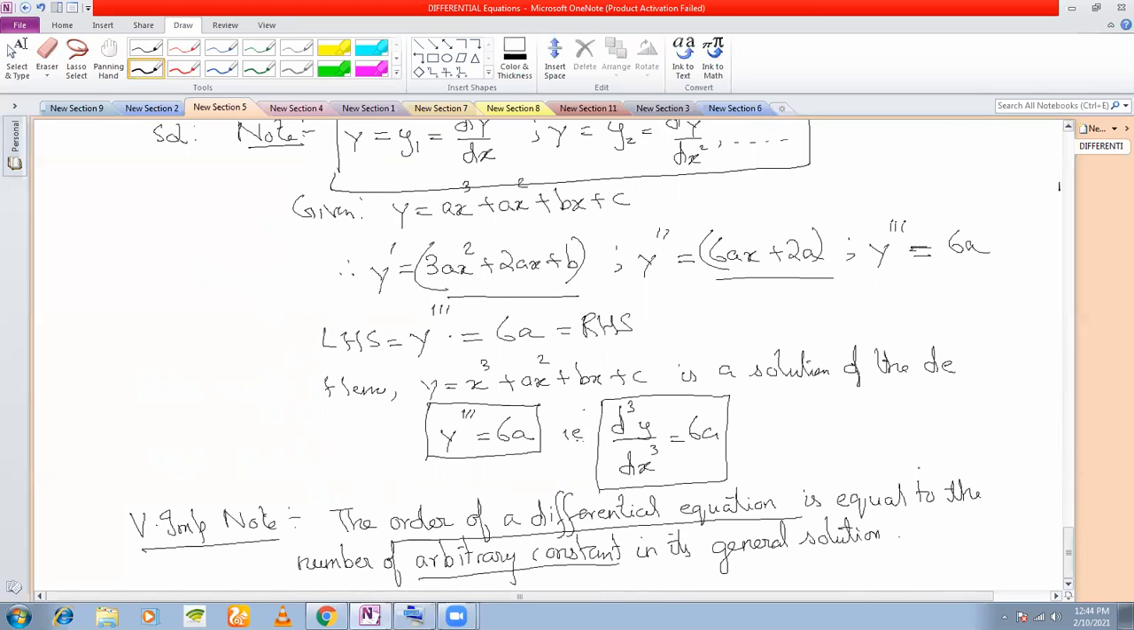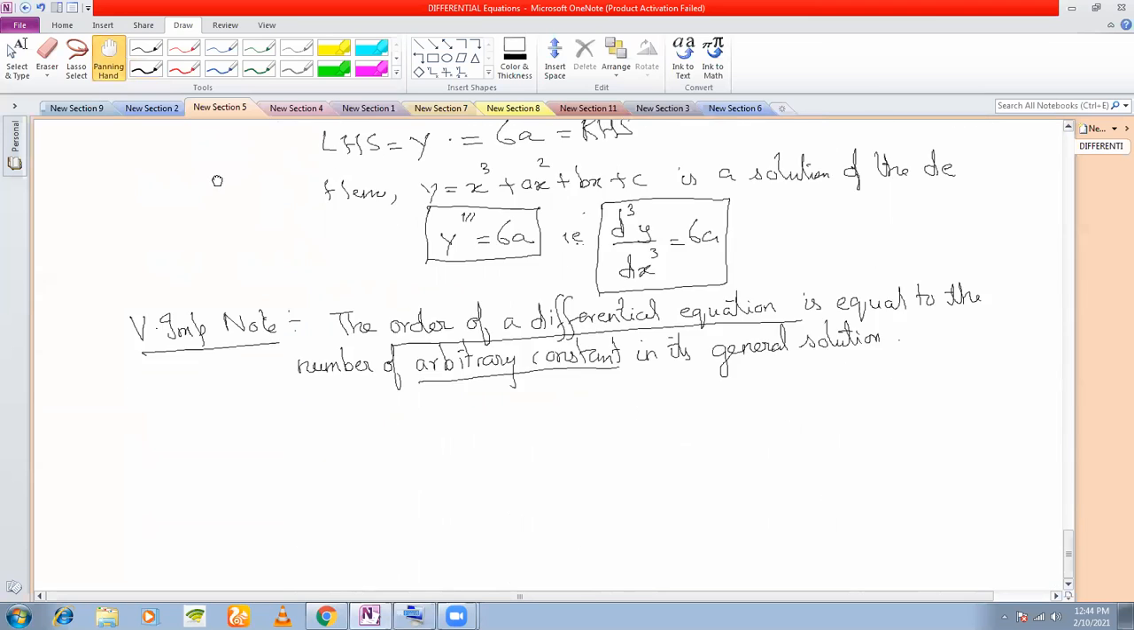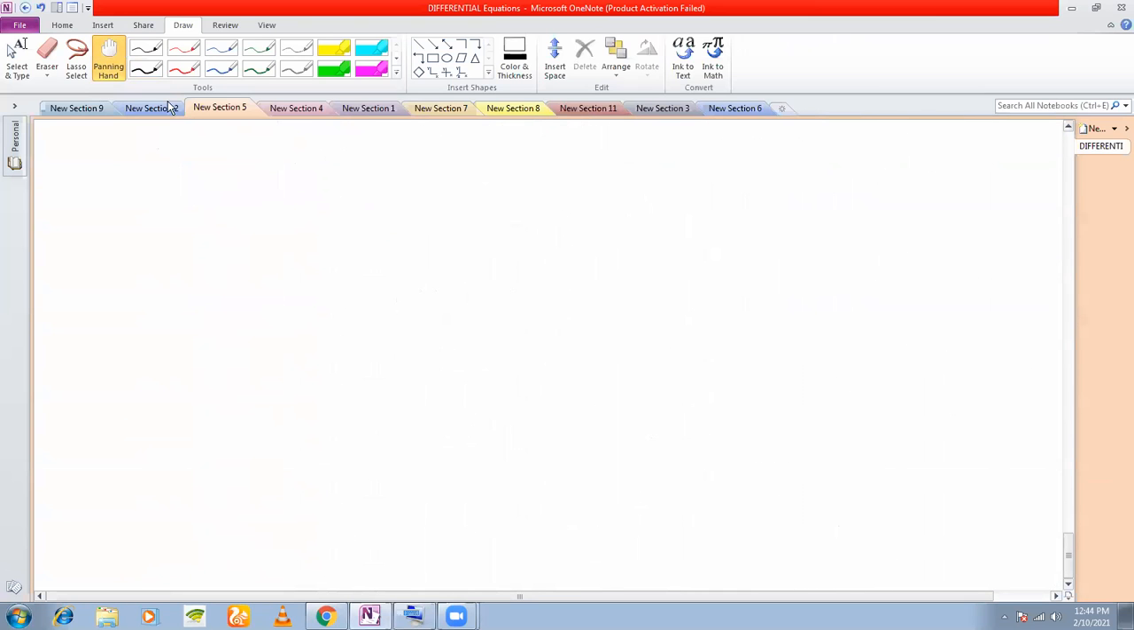So this is what you must know. Whenever you are solving a differential equation, always check whether the order of the differential equation is equal to the number of arbitrary constants or not. If not, then there is something wrong with your solution. Okay. Let us do another problem.